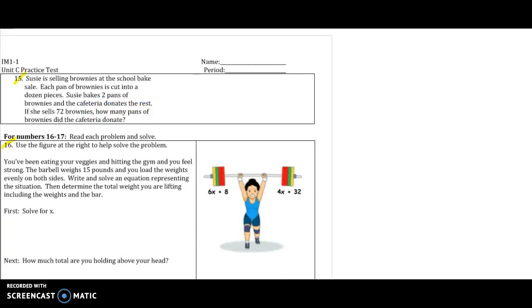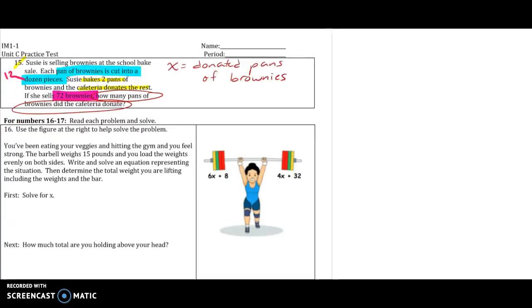She's selling brownies. Each pan is cut into a dozen pieces. A dozen means 12. She bakes 2 pans. Cafeteria donates the rest. Sells 78. How many pans were donated? We're going to make X be the donated number of pans of brownies from the cafeteria. So, X was donated, plus the 2 that Susie baked, equals a total of 72 brownies.